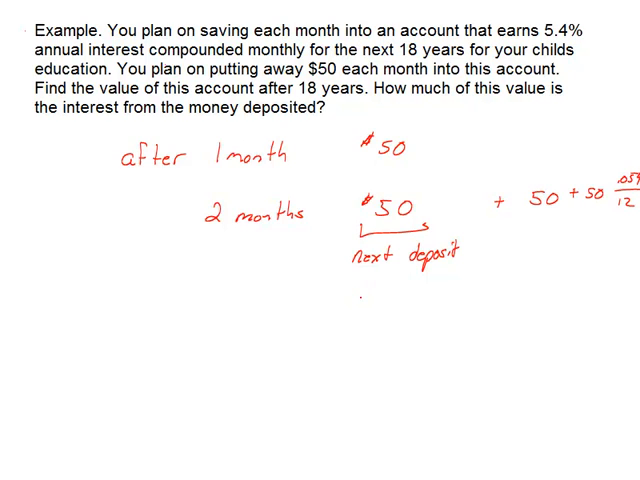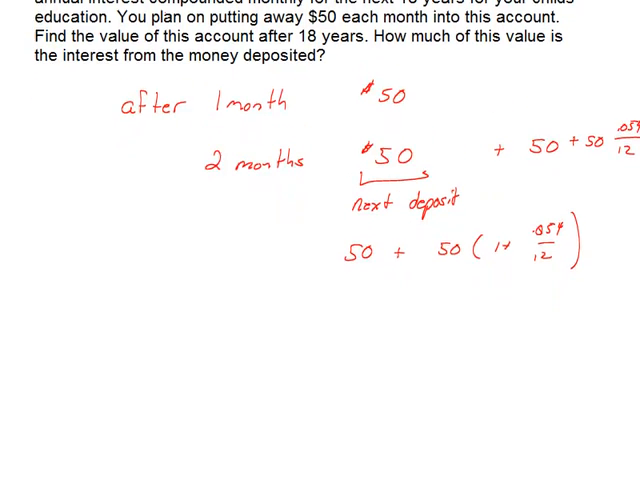And so I'm going to rewrite this. This is our $50, and then I'm going to factor out a 50 from this expression: 1 plus our 0.054 over 12. So now after 2 months we have this total. So that's the new balance that we start at the 2-month time period. So after 3 months, this total balance is going to earn that portion of that 5.4% again. And then we get another $50 deposited.